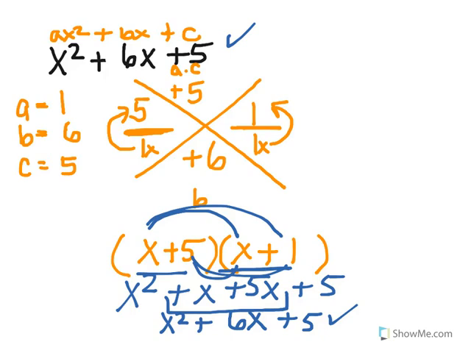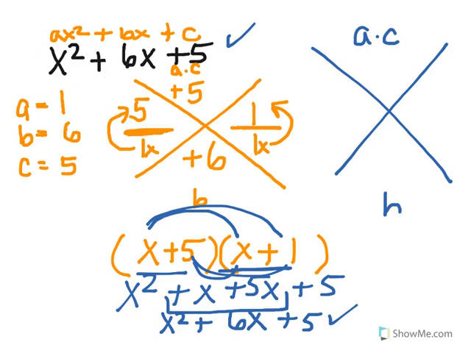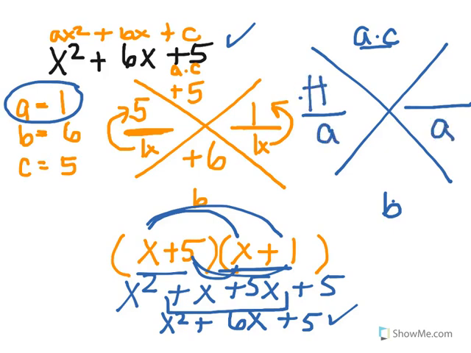And this is the process I would like you to use. Let's review it again. On your x factor, you're going to put a times c on the top. You're going to put the value of b on the bottom. You're going to find the two numbers that when you multiply them give you the number on the top. When you add them, give you the number on the bottom, the b. Then you're going to take the value of a and you're going to divide both of these by whatever a is. So number divided by a, and then you use that to make your factors. The a always gets the x, and the top number is always plus or minus whatever it is. So let's try another.